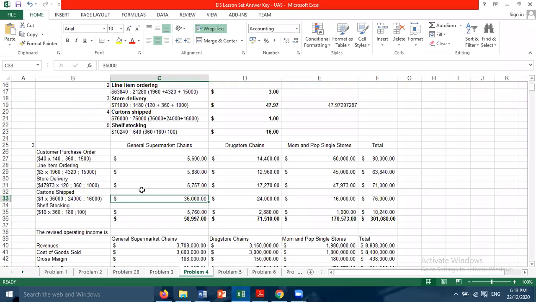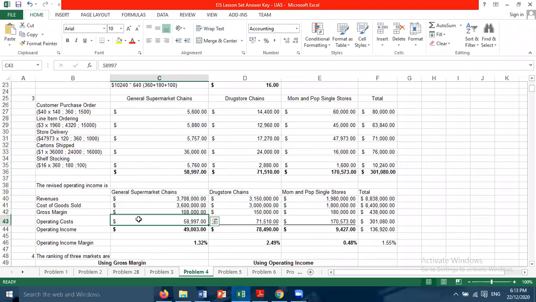So if we copy paste it, here we go. We'll get an operating income of 49,000 for general supermarket chains, 78,000 for drugstore chains, and 9,000 for mom and pop single stores. So this is the operating income for each segment. Remember, this is the answer from the above question. Okay, so we find the operating income, then we can calculate the operating income margin, or operating income divided by revenues. Here, 1.32%, 2.49%, and 0.48%.